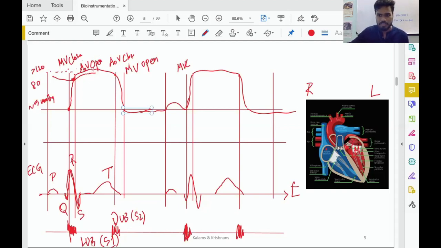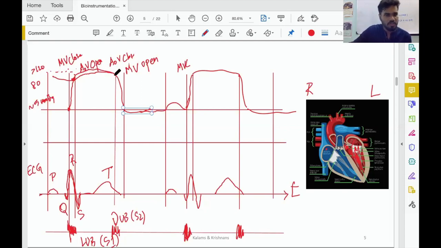But in order to keep this valve open, pressure in the pumping chamber should be higher than where the blood is flowing, which is the aorta. So it will be slightly less. It will go here, it will go here. And this peak will actually be 120 mmHg in normal hearts. And the heart's pressure is slightly higher than that, like 5 to 10 mmHg higher, okay?